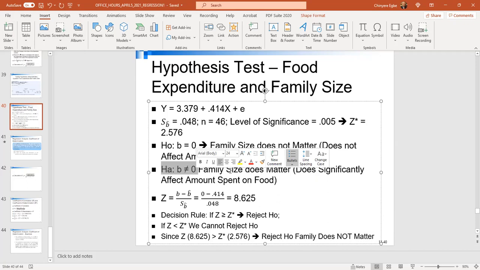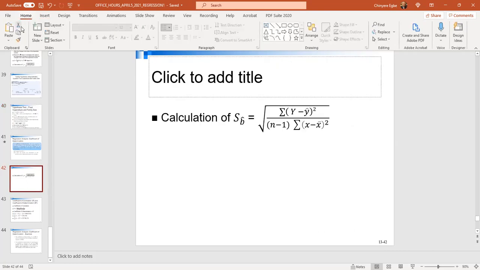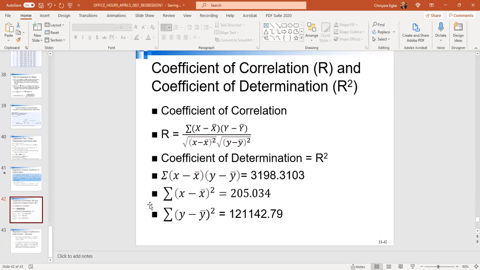All right, is that clear? Yes. Okay, so we're saying that family size does matter, and this is our conclusion, and that's our test of hypothesis. I'm going to take this out for now so that we don't cause confusion. But you have learned how to test the hypothesis. You have learned how to calculate the coefficient of determination.